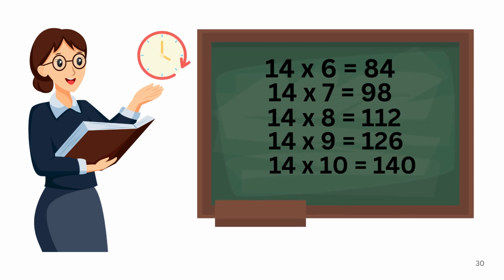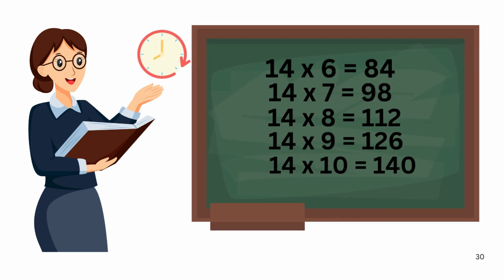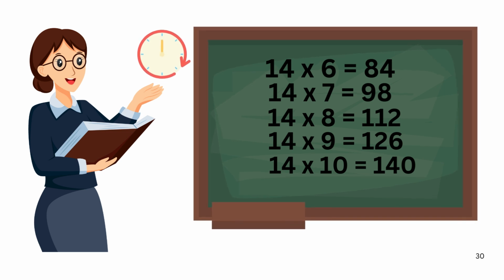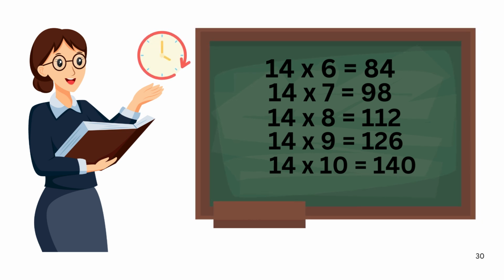14 multiplied by 6 is equal to 84. 14 multiplied by 7 is equal to 98. 14 multiplied by 8 is equal to 112. 14 multiplied by 9 is equal to 126. 14 multiplied by 10 is equal to 140.